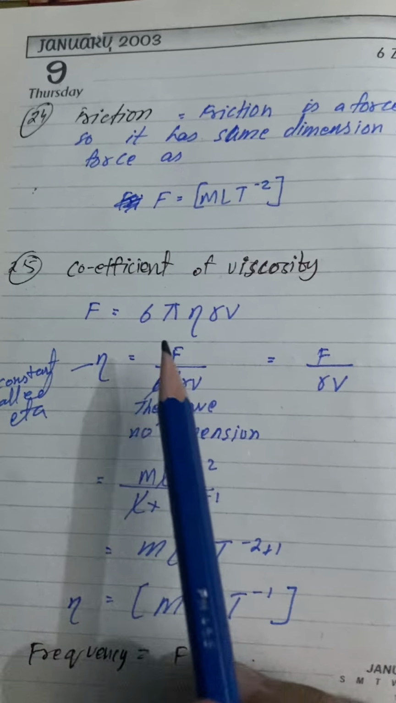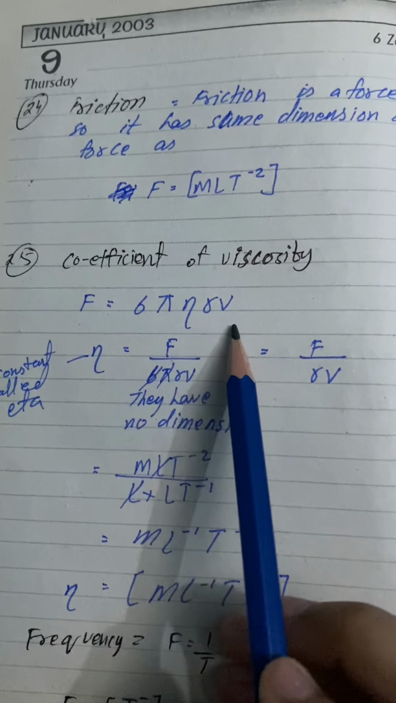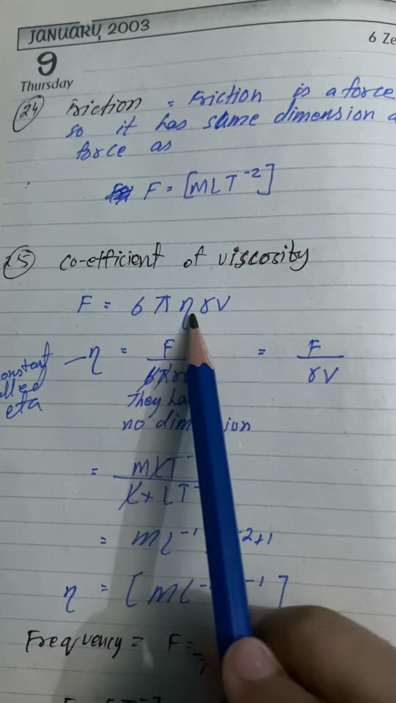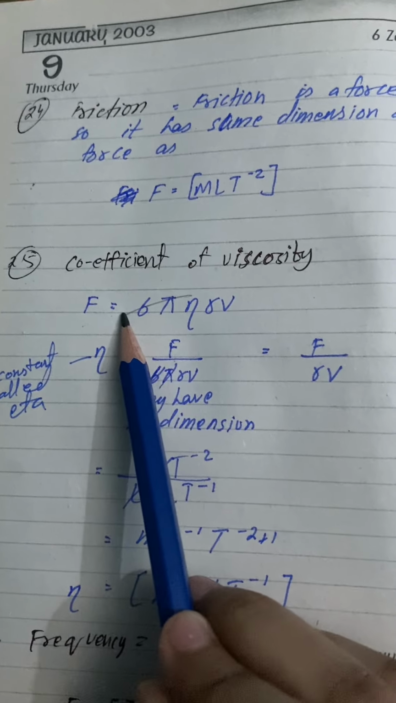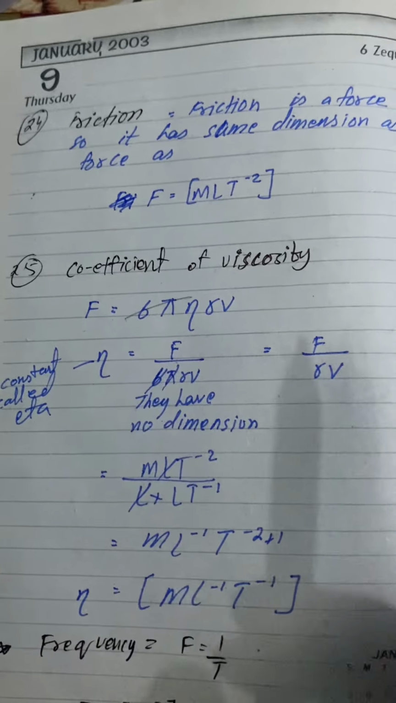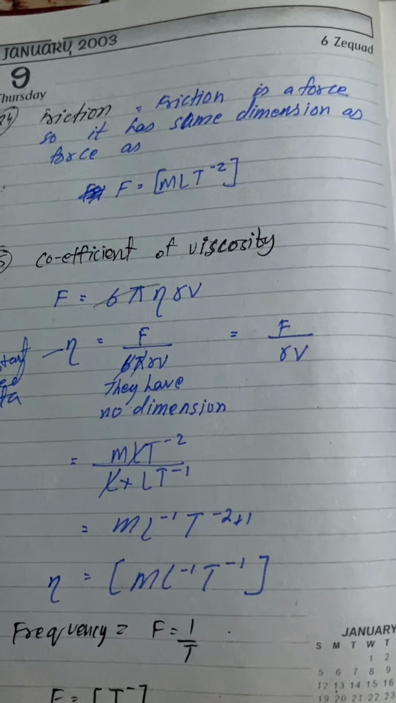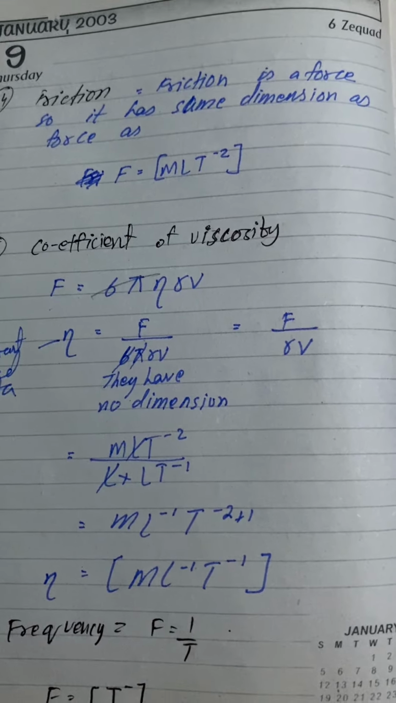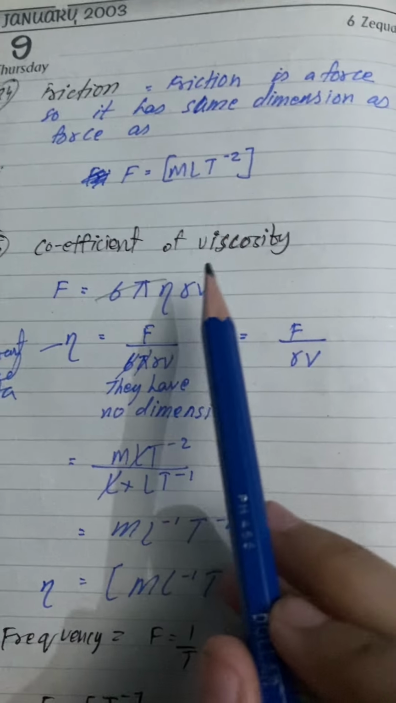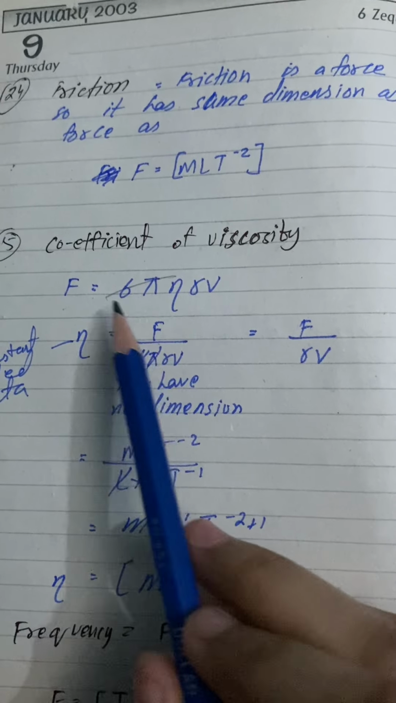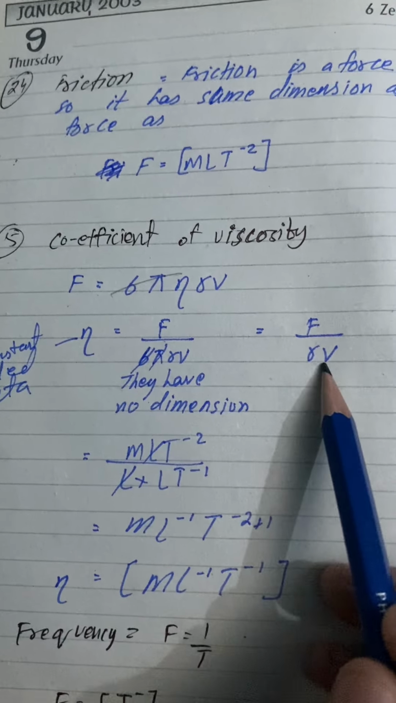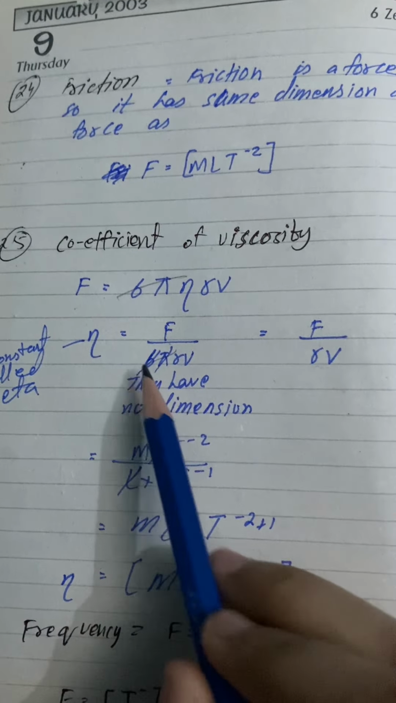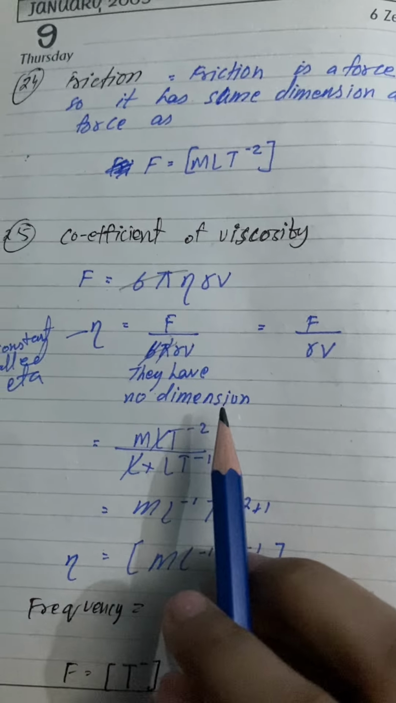Coefficient of viscosity, as we know that the formula of viscosity is this: 6 pi eta RV. 6 pi will be neglected because it's a numerical, so it has no dimension. We will simply neglect it. We have to find this eta, so eta is equal to F upon RV, okay. We have neglected 6 pi because it has no dimension.